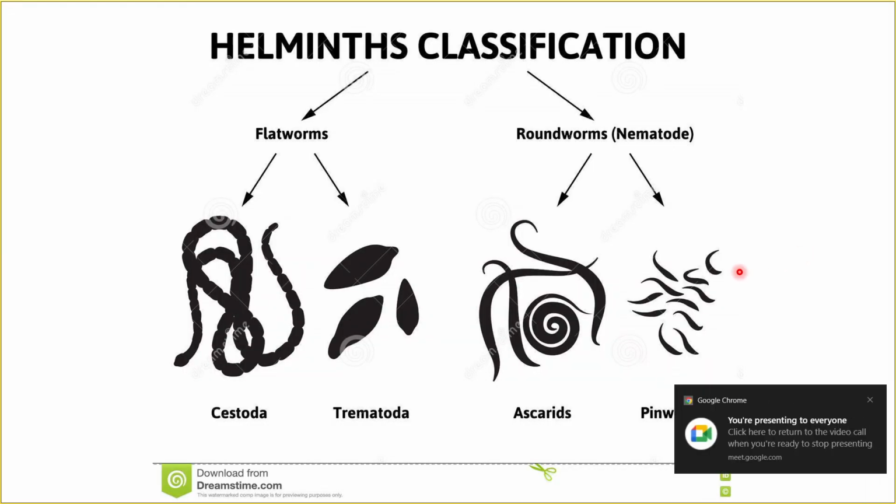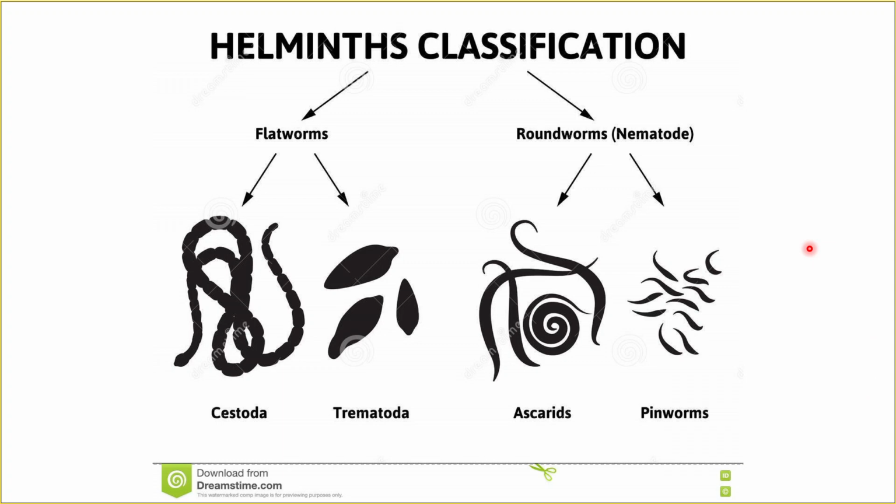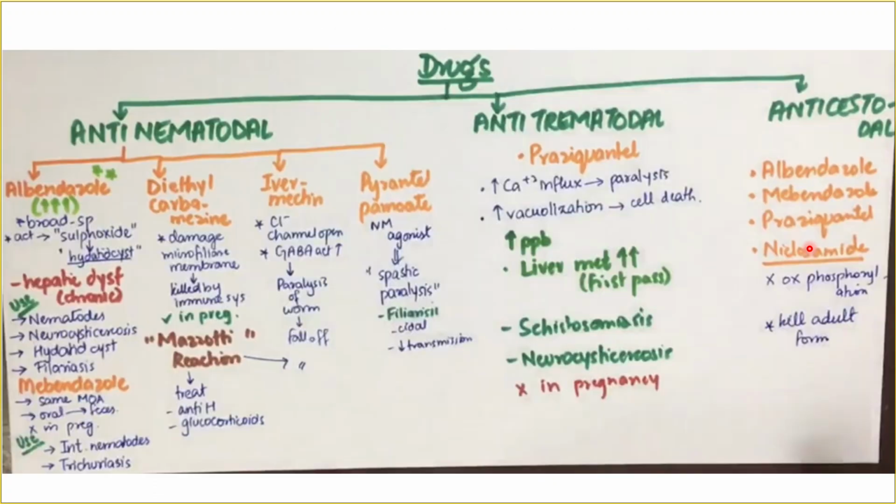So this is the classification of the helminths, and the drugs that are used for the treatment are further divided according to the type of the helminth. For the treatment we have anti-nematodal, anti-trematodal, and anti-cestodal drugs.